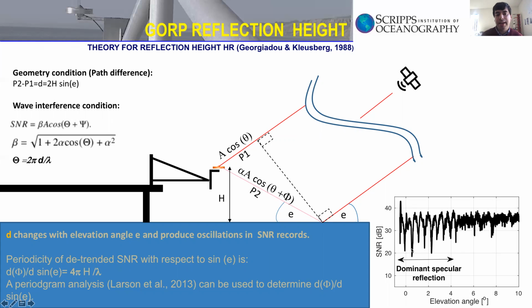Using the frequency of this oscillation, we can solve a geometric analysis in order to solve for what we define as the reflection height, which is the vertical distance from the antenna to the reflecting surface, the sea surface. And for this, there is a traditional and standard procedure to come up with that value of H.